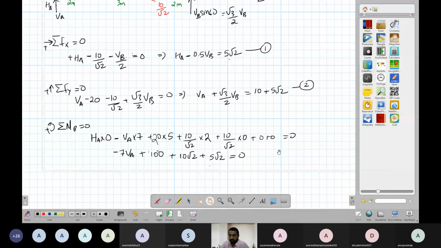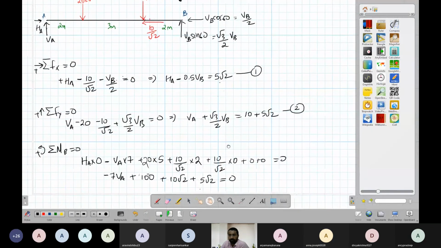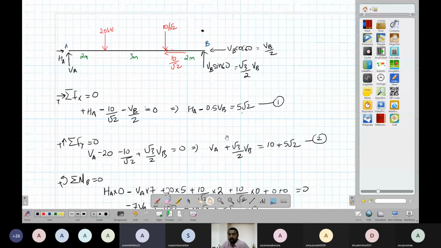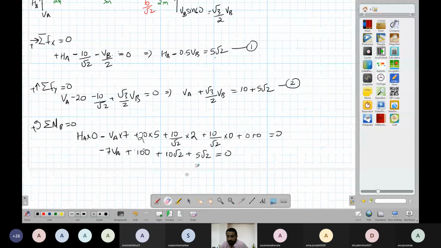I'll take this equation. 5 root 2 into 0, isn't it? Wait, 10 by root 2 into 0 is 0. Okay, fine. So this term is not there, right? Correct. Yes, thank you. Equal to 0. So now it is slightly simpler.